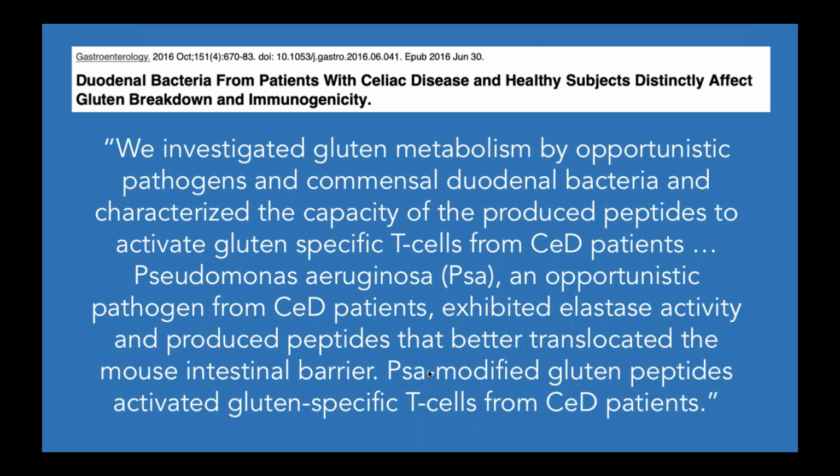And in this article, they say, we investigated gluten metabolism by opportunistic pathogens and commensal duodenal bacteria and characterized the capacity of the produced peptides to activate gluten-specific T cells from celiac disease patients. Pseudomonas aeruginosa, an opportunistic pathogen from celiac disease patients, exhibited elastase activity and produced peptides that better translocated the mouse intestinal barrier. PSA is their shorthand for Pseudomonas aeruginosa. PSA modified gluten peptides activated gluten-specific T cells from celiac disease patients.